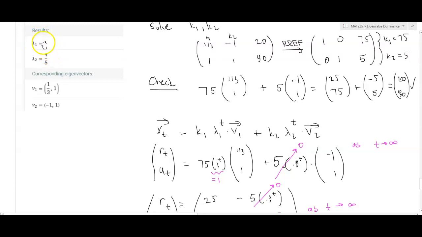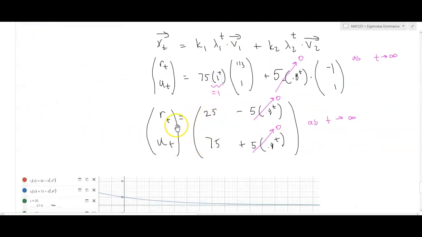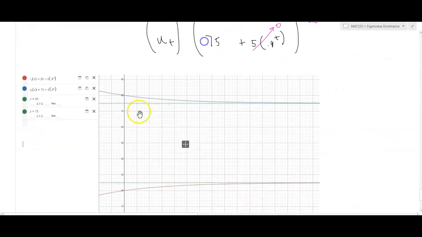If this was a 2, then ultimately our initial state vector would transform into the eigenvector, but then it would be scaled by a factor of 2 each time, so the values inside of here would actually double in the long run and not approach a steady state like we have here.